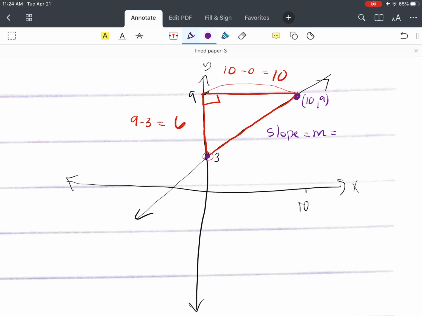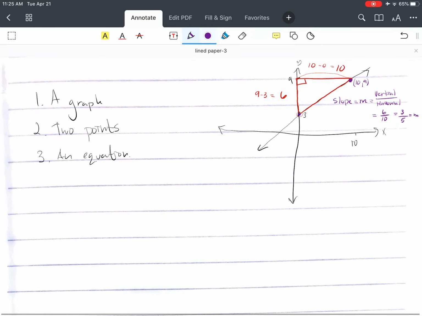So the slope, which is also known as the letter m, now we just divide the vertical distance by the horizontal distance. Let me write that out. Vertical divided by horizontal. That's going to be 6 divided by 10, which reduces to 3/5. So the slope is 3/5. And that's how you find the slope from a graph.